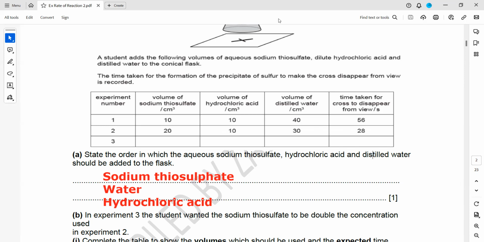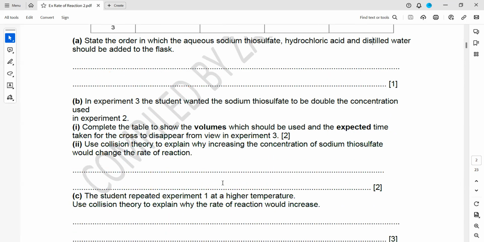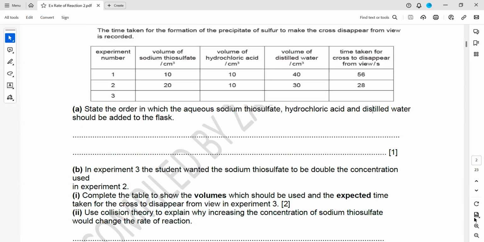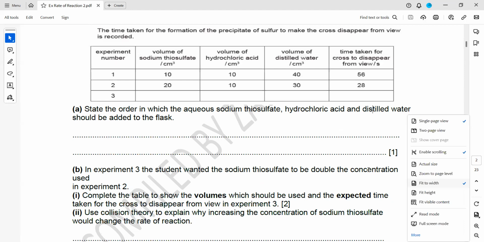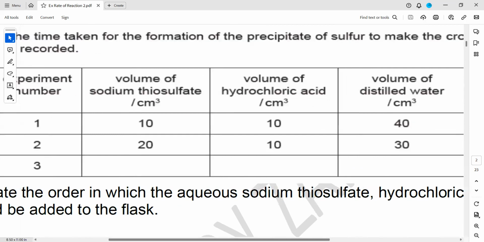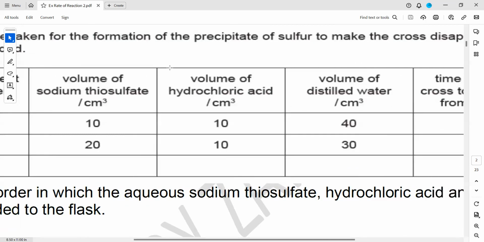The next part: in experiment 3, the student wants the thiosulfate to be double the concentration of experiment 2. Complete the volume. Look, the student wants double the amount of thiosulfate compared to experiment 2. So what should the double amount be? For example, the student used 20 cm cube in experiment 2, so he wants double the volume. What is double? That will be equal to 40.